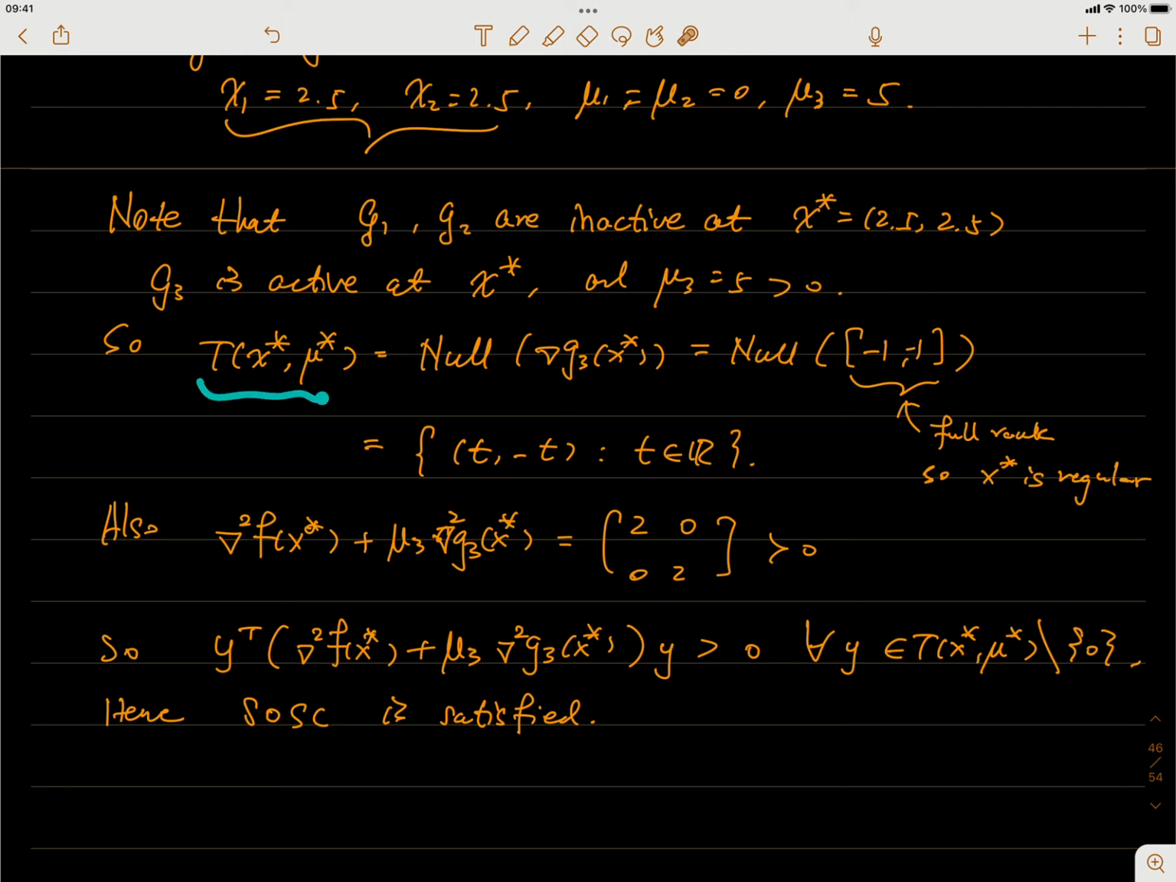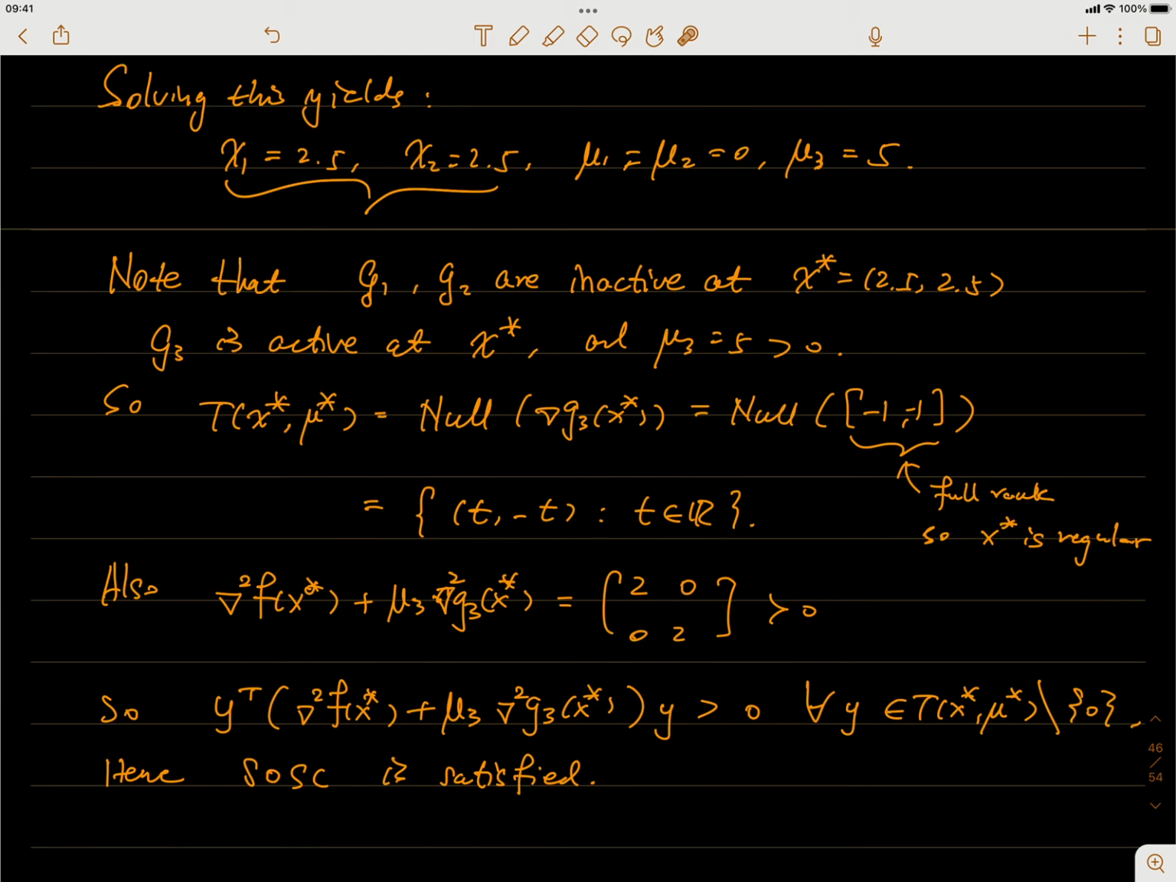The idea is that this should be equal to the null space of the Jacobian of all the active constraints, excluding those with mu equals to 0. So now the only active constraint is G3, and its corresponding mu is not 0. So that means this G3 should be included for us to compute the Jacobian, and then we can take a look at the null space, and that is what this set is.